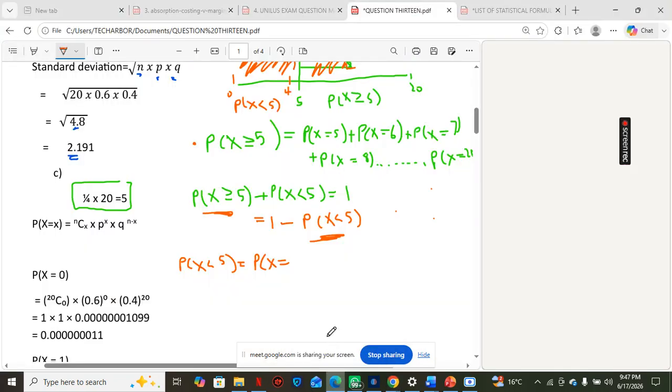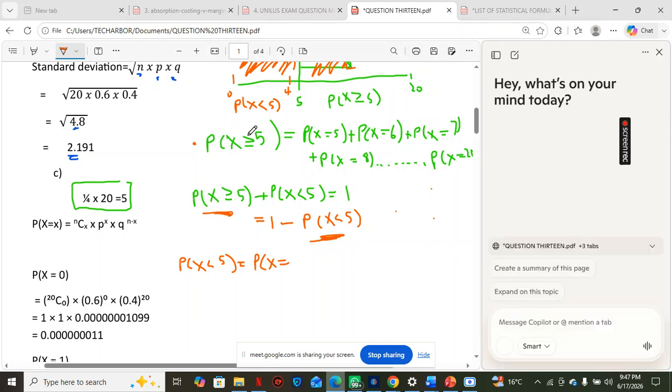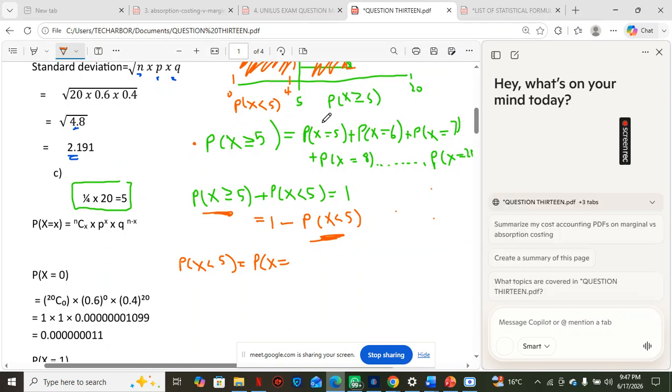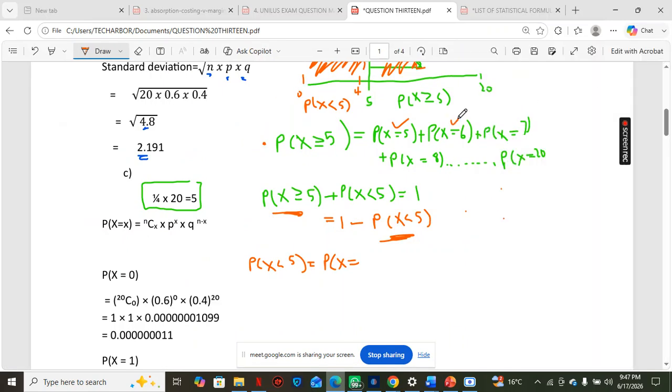Okay. Remember, colleagues, we're trying to find the probability that at least five students prefer working in the banking industry. One way you can do it: at least means the minimum number of students who prefer working in the banking industry has to be five. It means you have to get the probability that five students prefer working in the banking industry, six students, seven students, until you reach 20 students. Now, this will be a very long process.